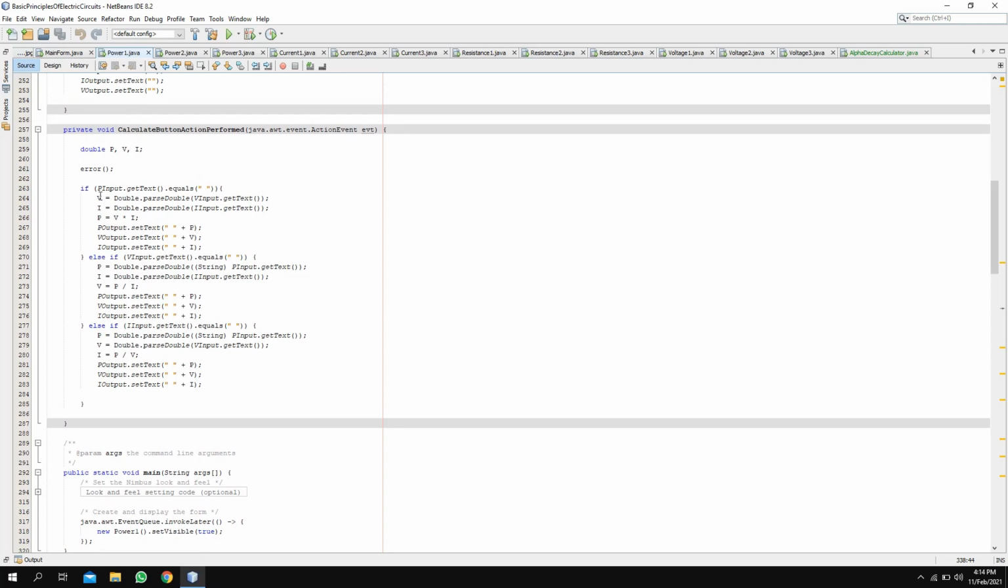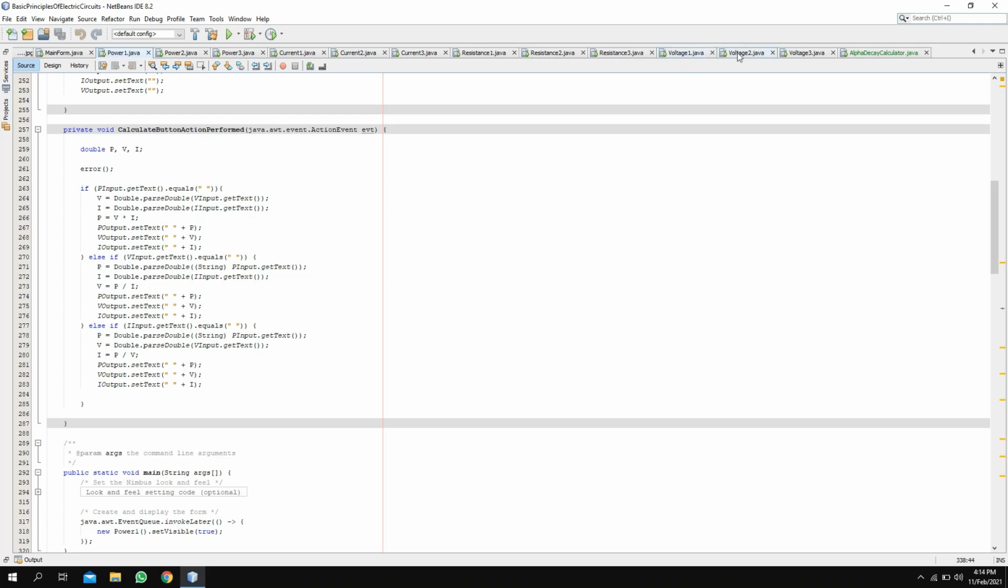Okay, for the calculate button it is a little bit different. I use double plus double, but the only difference is this one doesn't have Math.pow, it doesn't have square root. So it's just the normal one, P equals IV. So I just put the P input and P output.